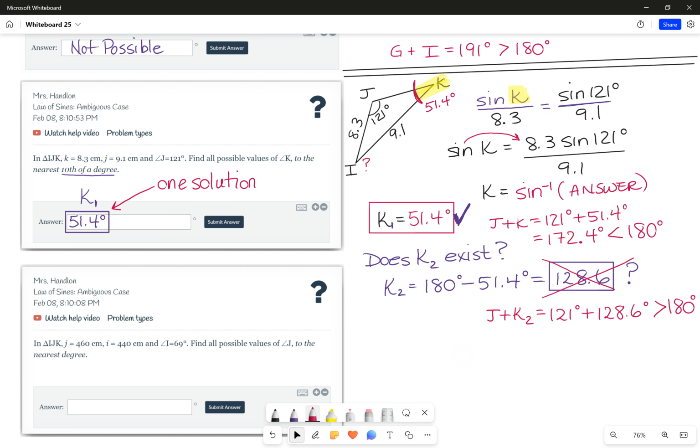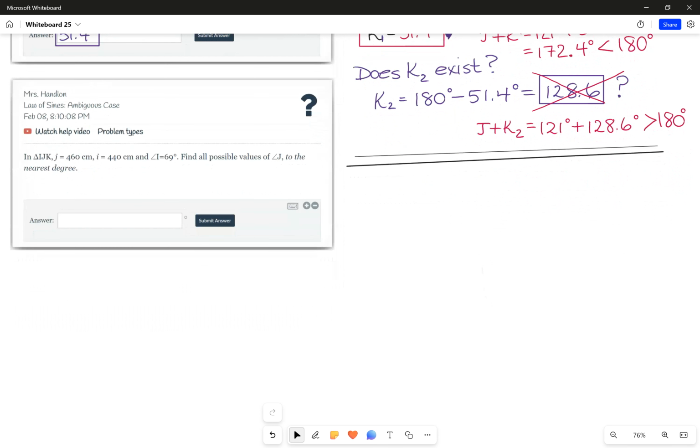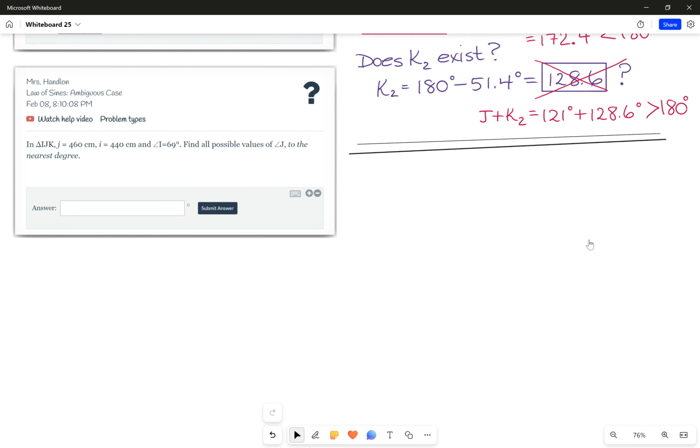So what does two solutions look like? Yes, I left that for the last problem. Let's draw a little line here to separate the one solution scenario from the two solution scenario. Let me go ahead and draw out what this triangle is going to look like. Okay, here's our constructed triangle for this problem.